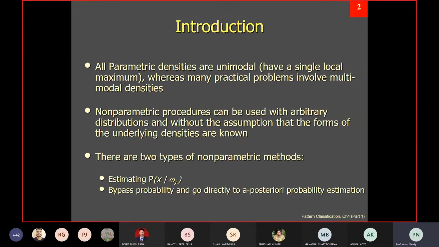we will emphasize in this chapter non-parametric procedures which can be used with arbitrary distributions. It may be Gaussian, exponential, beta, or gamma, any arbitrary distribution, without the assumption that the form of the underlying density is known, as I already told you. Suppose you have data x, a feature value in the feature space, but you do not know the functional form. From the data you have to estimate it. So there is a process for estimating the density.